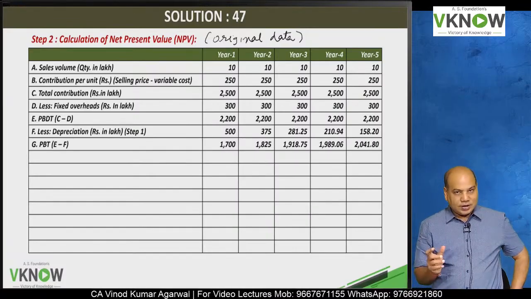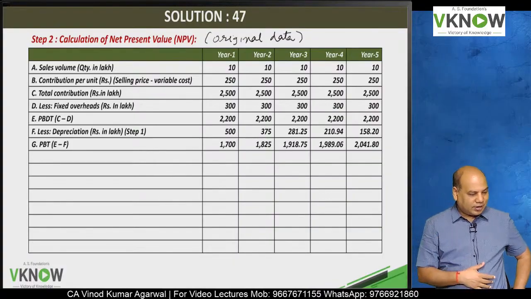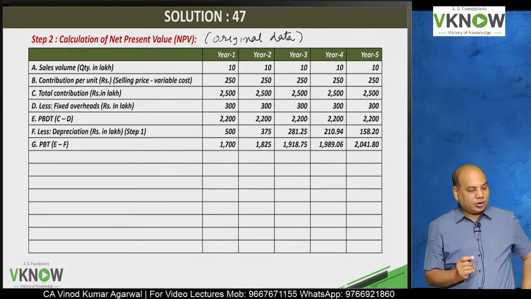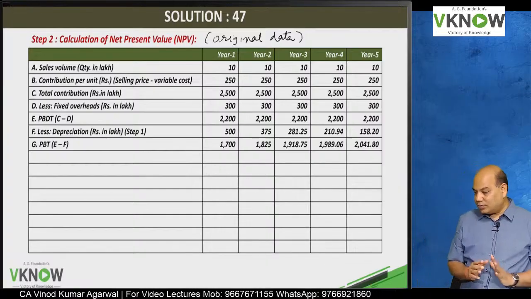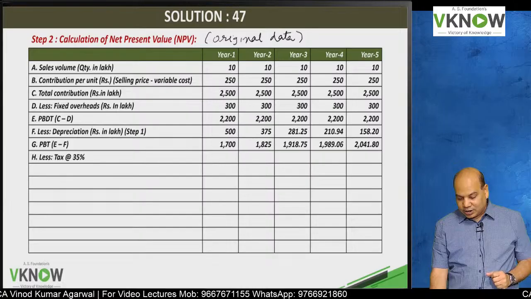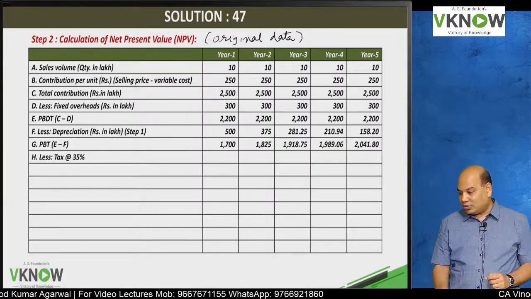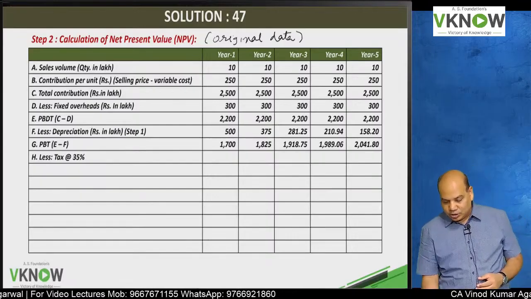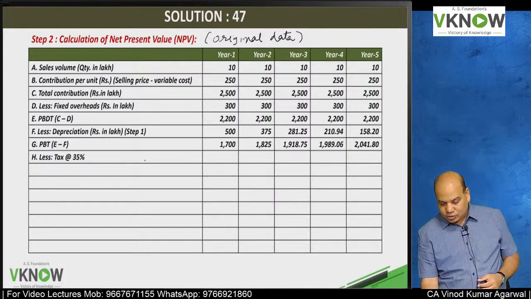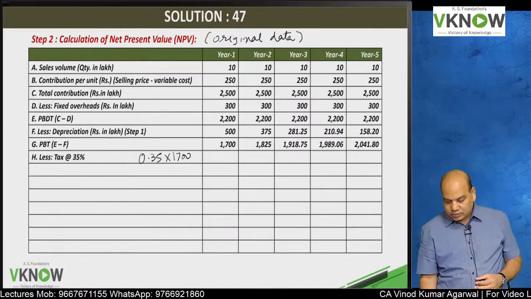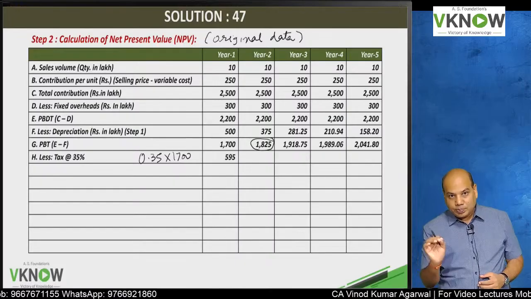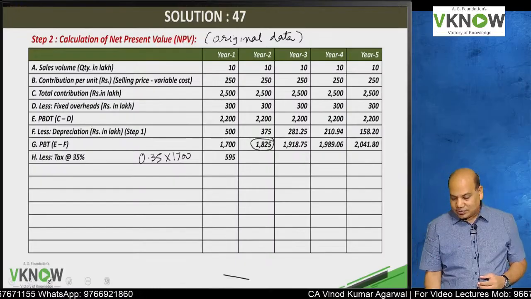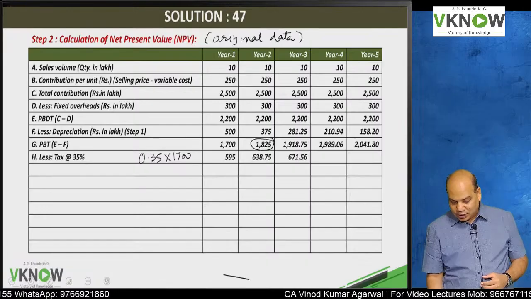And if there is any difference, please tell me. 2041.80, is it right? Confirm this, because if it is wrong, my tax will be wrong, my PAT will be wrong. So this is right. Student has confirmed. Come on, tax 35%. How do I do it? I'll tell you one shortcut. First you type 0.35 into 1700, 595. Now you just type this number, press equal to, see the magic, you will get 638.75.